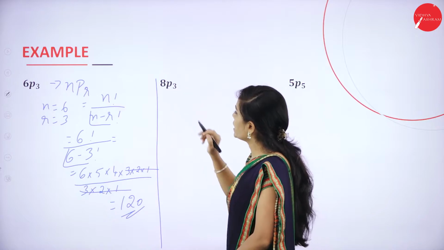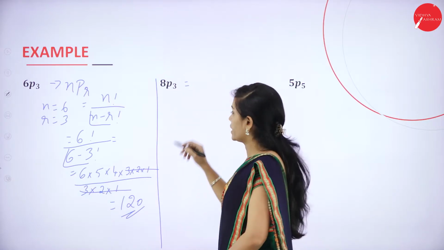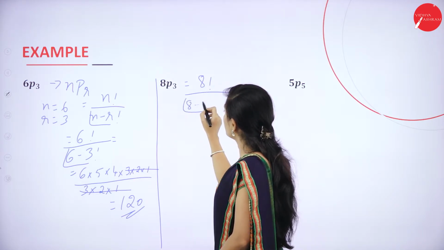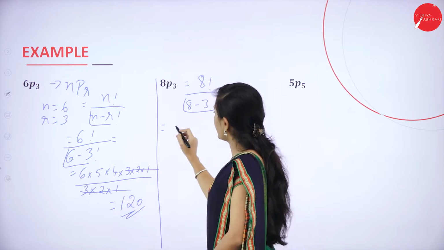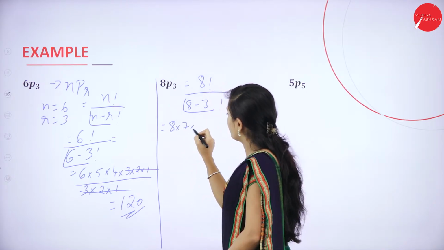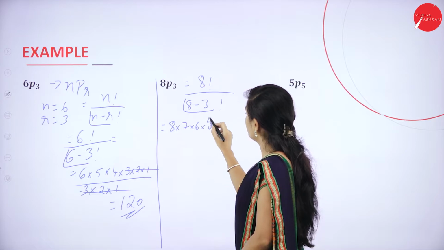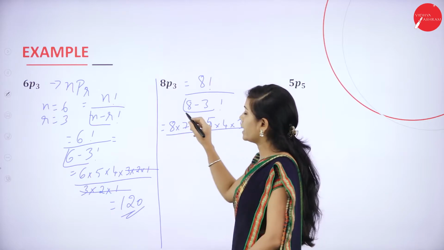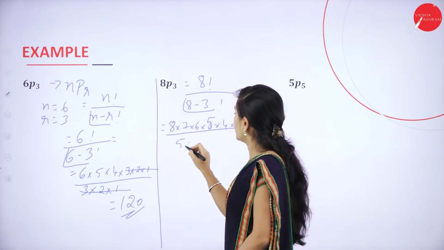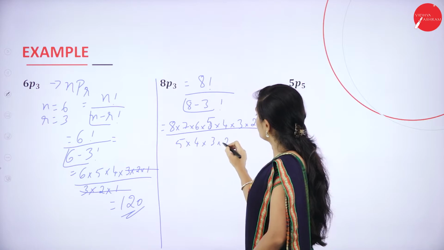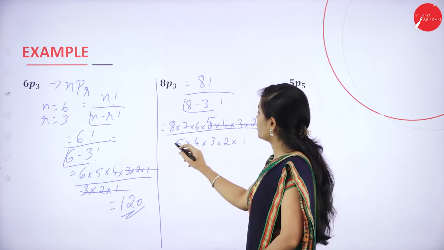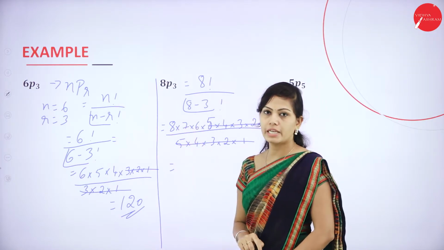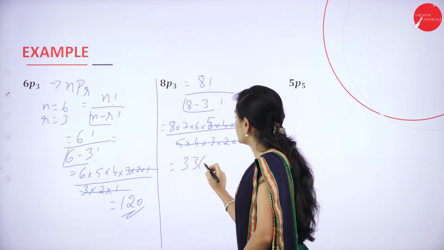Next problem, 8P3. This is in the form of nPr, right? Substitute the values. n is 8 factorial by (8 minus 3) factorial. So what is 8 factorial? 8, 7, 6, 5, 4, 3, 2, 1 divided by 8 minus 3 is 5, so 5, 4, 3, 2, 1. The 5, 4, 3, 2, 1 you can cancel and multiply the rest, you will get the final answer. So the final answer is 336.